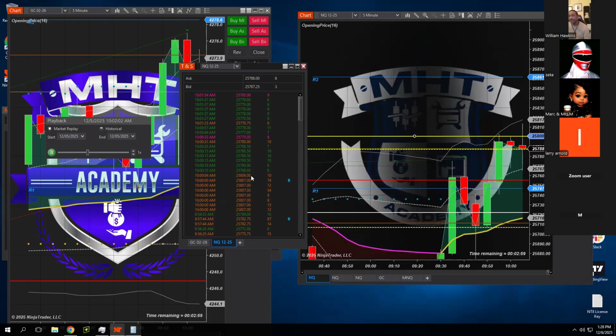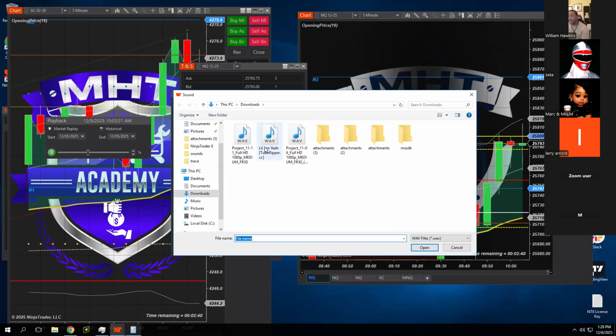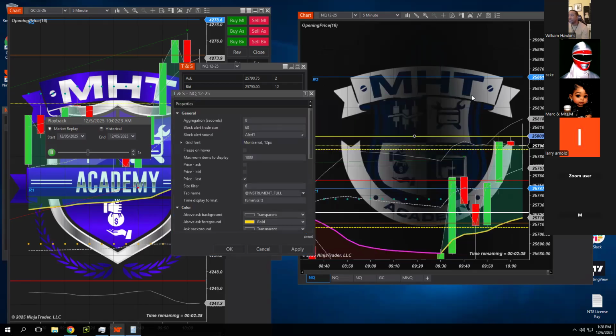On time and sales, tell me how you use that alert, how you get that alert. Oh, right click, go to properties. It's right here. Block alerts. Block alert size, I have it at anything 60 or more. Block alert sound, just click that right there and it'll let you pick the sound. So every time somebody puts in 60 or more contracts, I get a little buzz sound.